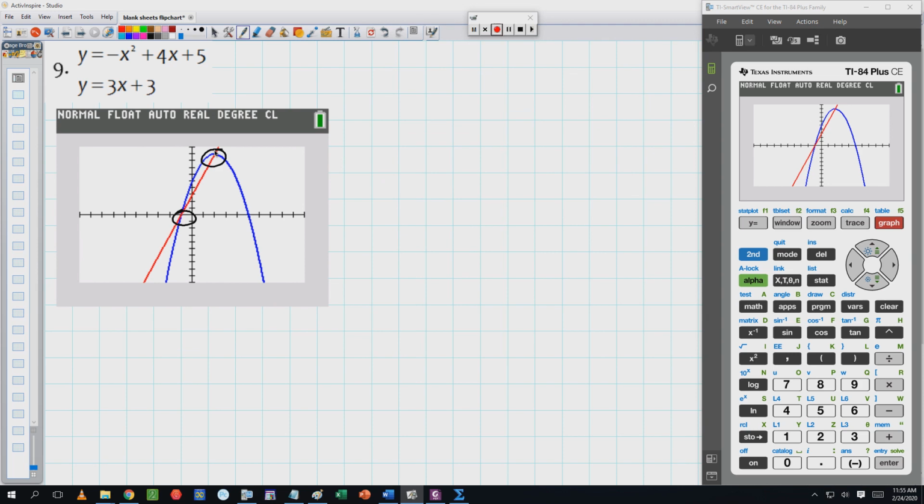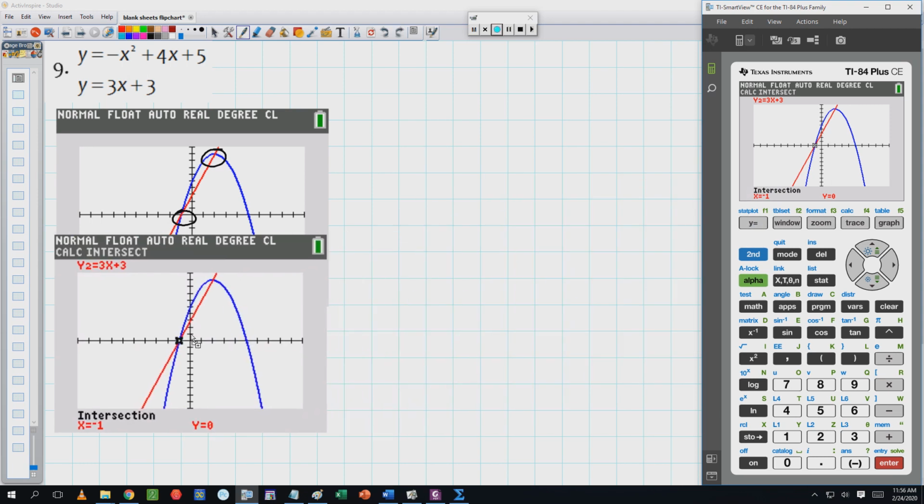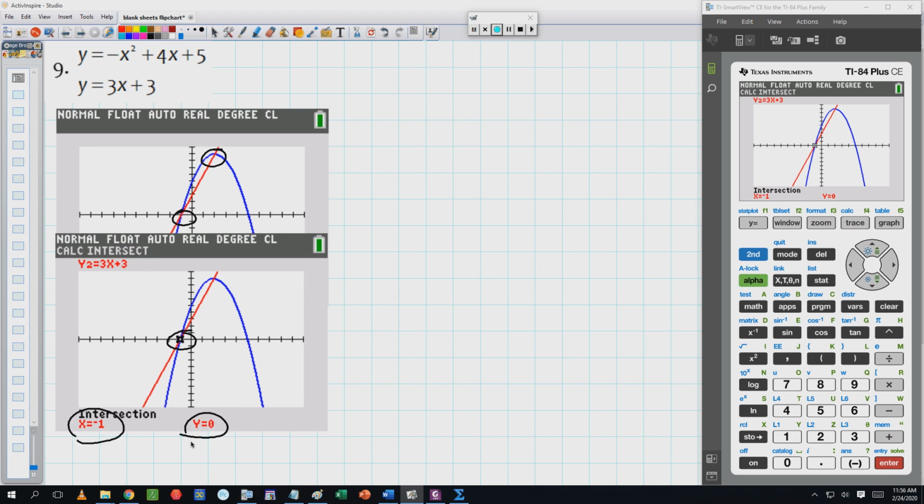I could use my fancy dancy intersect button underneath my trace, number 5. To do this, you'll take your cursor and move it to the left of the intersection. I hit enter. I jump to the other graph. I move the cursor to the right of it. I hit enter, and always hit enter again, and there is that intersection. Right there, and here is your first answer. So answer number 1 is -1, 0.